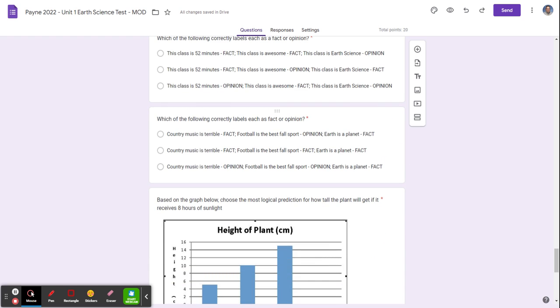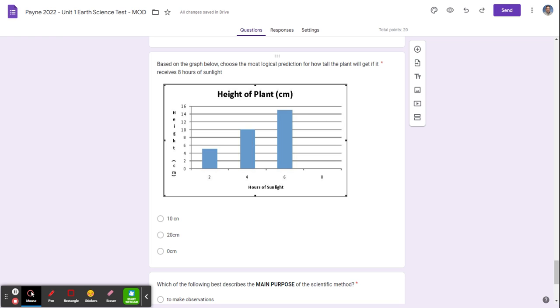Which of the following correctly labels each as fact or opinion? Country music is terrible. Fact. Football is the best fall sport. Opinion. Earth is a planet. Fact. Country music is terrible. Fact. Football is the best fall sport. Fact. Earth is a planet. Fact. Country music is terrible. Opinion. Football is the best fall sport. Opinion. Earth is a planet. Fact.